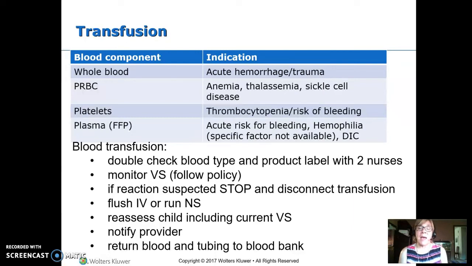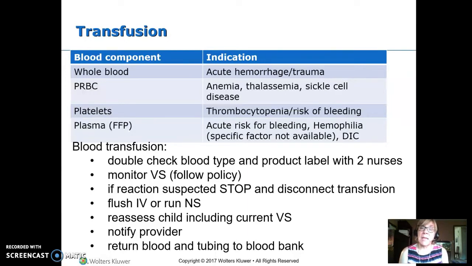So when we do a blood transfusion, right, this takes 2 licensed people to double check the blood type and the label and the patient. We're going to closely monitor vital signs and follow your policy, but I guarantee you're doing it beforehand and you're staying in there for the first few minutes, because the most common or the most severe reactions usually happen quickly. And then there'll be policy, and this can vary, of when you take vitals again. Usually we start slowly and then increase the rate.